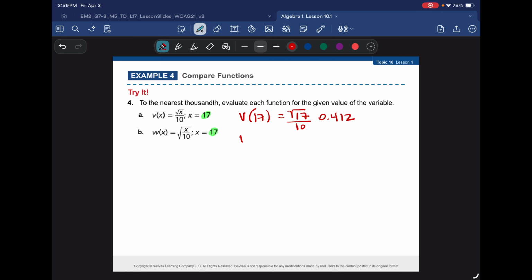And evaluating w of 17, again, just substituting my input into the equation, I would do 17 divided by 10 and then take the square root. That gives us 1.304, rounding to the 1,000th place. So that definitely changes our output, depending on if the change is happening inside in the input or the output.